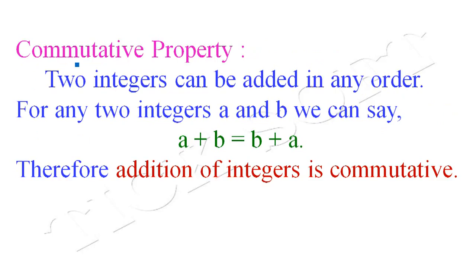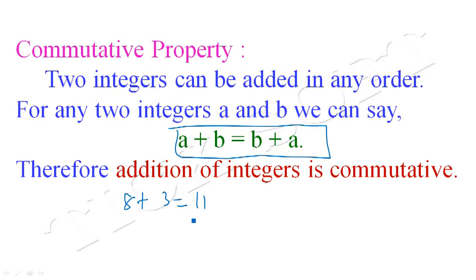And now we have the second property, which is commutative property. In the previous classes itself, we have seen that when we add two numbers, the order is not at all important, isn't it? So, two integers can be added in any order. That is, for any two integers a and b, we can say a plus b equal to b plus a. That is, if we add 8 and 3, what will be the answer? 11. Similarly, if we add 3 and 8, the answer will again be 11. So therefore, the order is not at all important. So we can say this as the commutative property. So therefore, addition of integers is commutative.